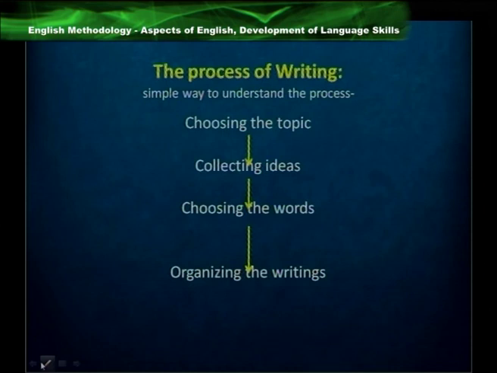So, the first process of writing is choosing the topic. First of all, what exactly you want to write should be very clear to the writer. So, the topic should be very clear to the writer. It is up to the choosing of the topic. The topic should not create any contradiction, conflict or dilemma for the writer. It should be very clear and very specific. So, topic selection is very important.